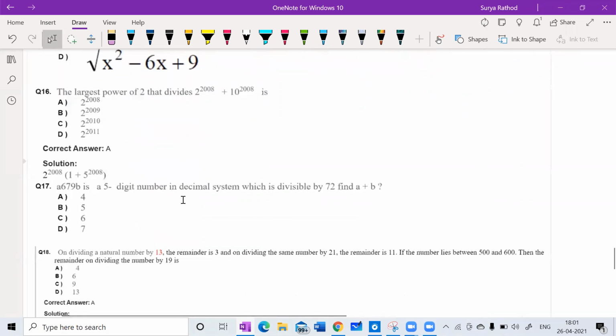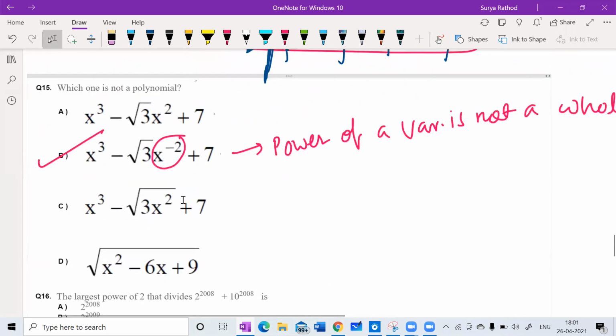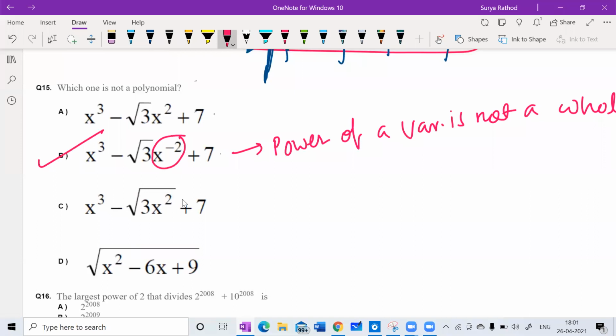So 16th question. Sir, in option D, root of x square minus 6x plus 9 is there. Can we cut the 2 and the root, sir? So look at this here. How can I write this? If I factorize this, what will I get? x square minus 6x plus 9.